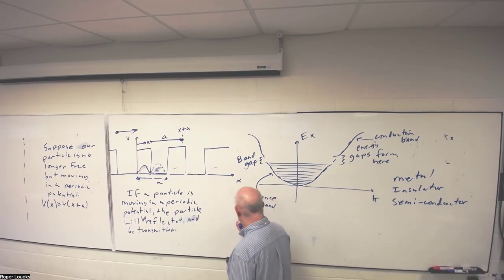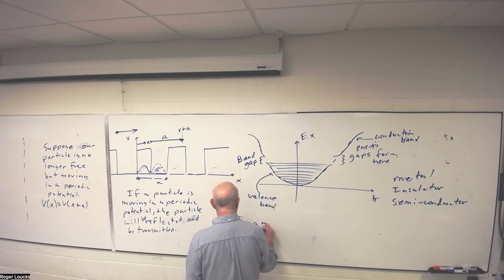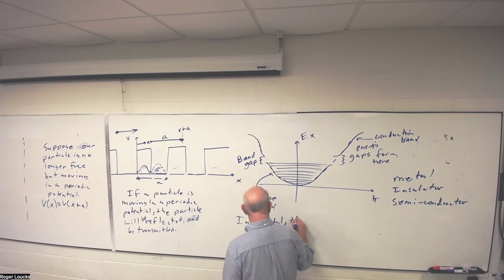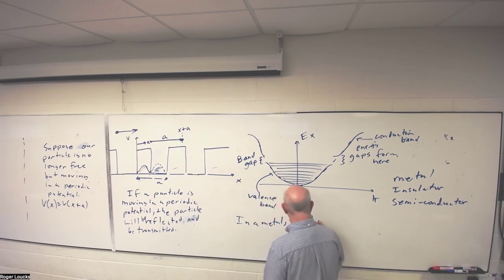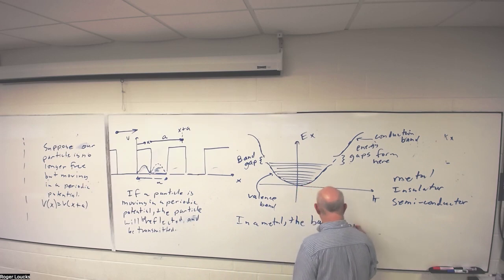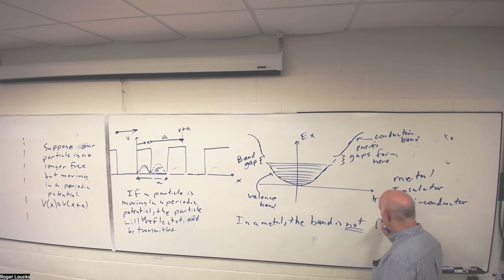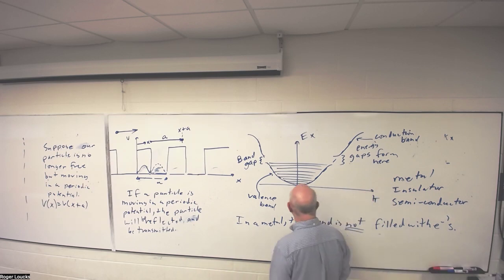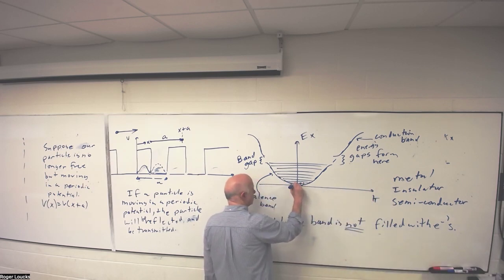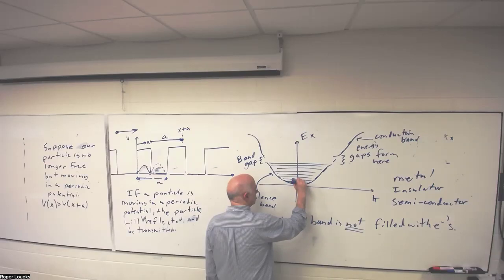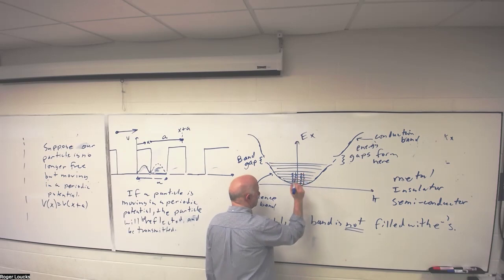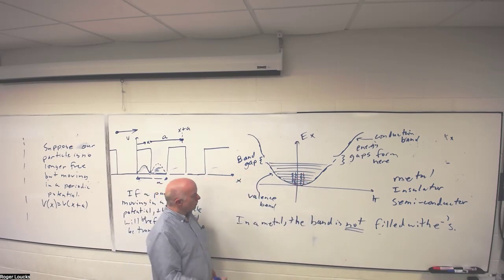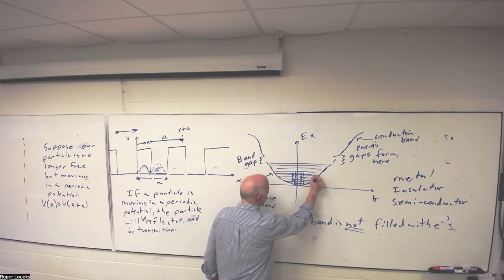So in a metal, the band is not filled with electrons. Okay, so what does that mean here? I can have basically these particles like here. I'm just drawing spin up, spin down. So we're saying we're going to fill up to this level here for no reason.